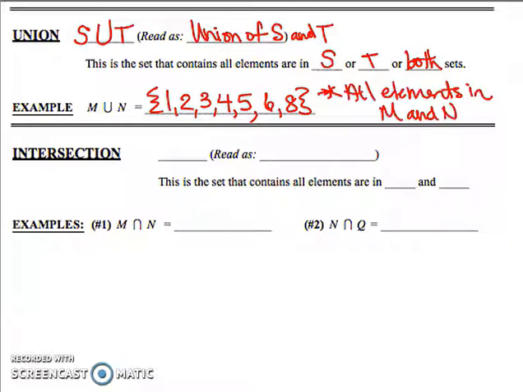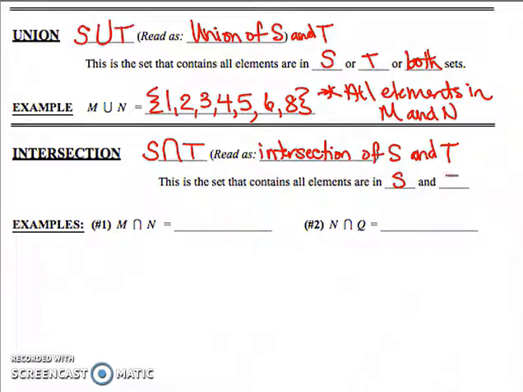An intersection is basically the opposite of a union. So an intersection we write like this. The intersection of set S and set T, it's like an upside down U, and this is read the intersection of S and T. This is the set that contains all the elements that are in set S and in set T. So in order to be in the intersection of them, it has to be in both.